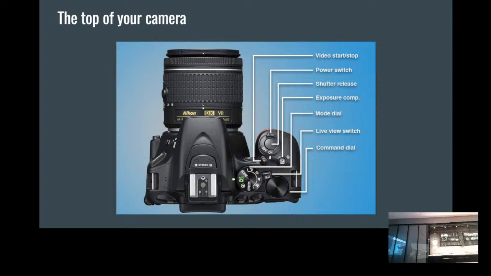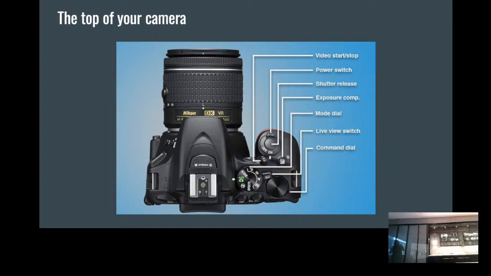The power switch is usually located around the shutter release. Those two are right next to each other. This power switch toggles the camera on and off. The shutter release, if you half squeeze it down, will take a focusing of a photo or whatever you're trying to shoot. Full squeeze will then actually take the photo.